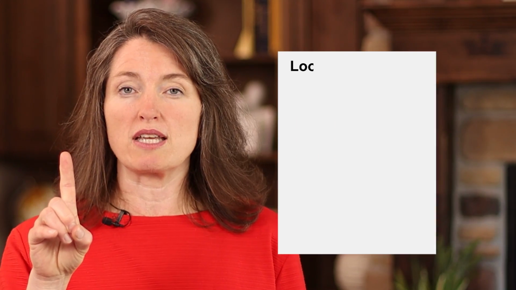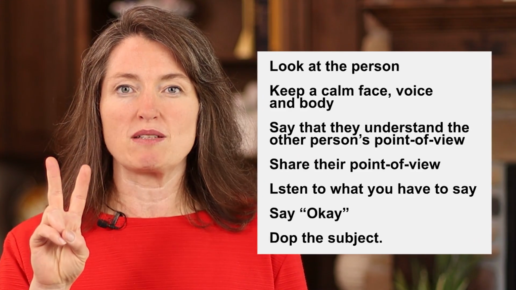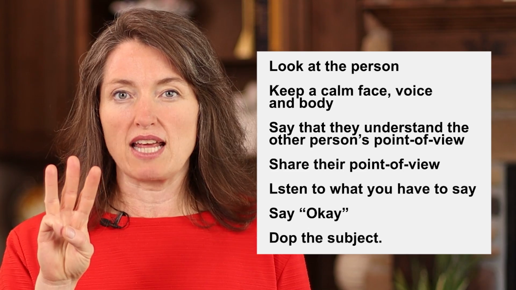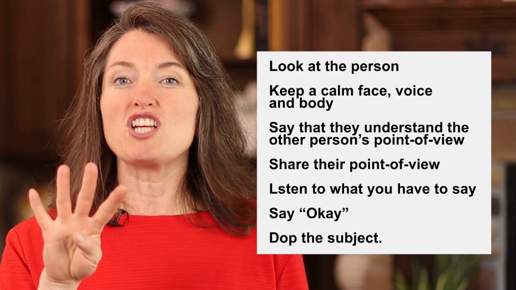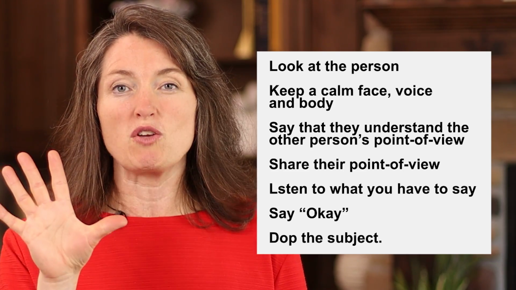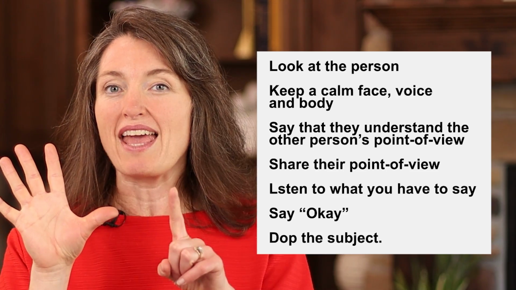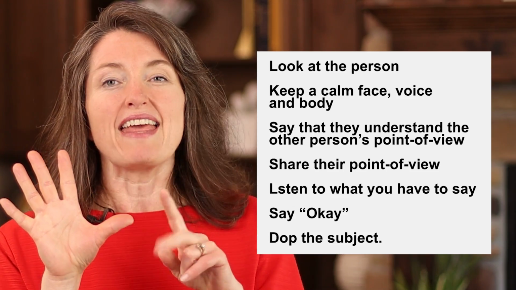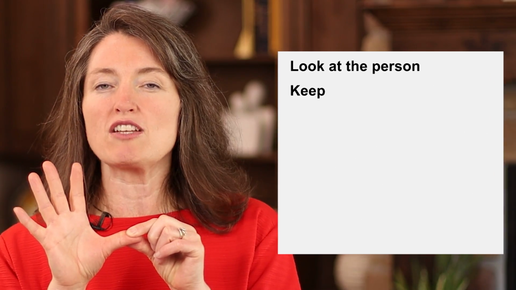When a person disagrees appropriately, they look at the person, they keep a calm face, voice, and body. They say that they understand the other person's point of view. They share their point of view. They listen to what you have to say, and then they say okay and drop the subject. They have to say okay to you because you do have a leadership role, although when they disagree with each other in groups, within their peer groups, they don't necessarily have to agree with the other person. And they don't have to agree with you either, but they need to say, okay, that's what they think.